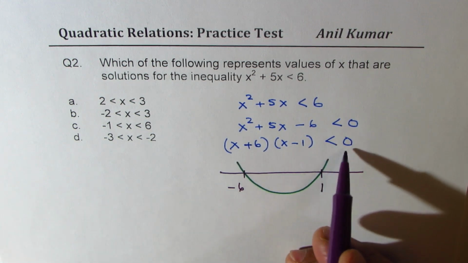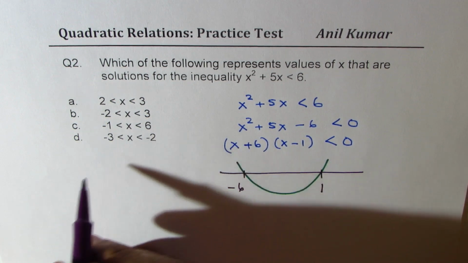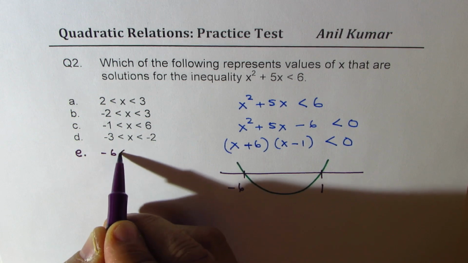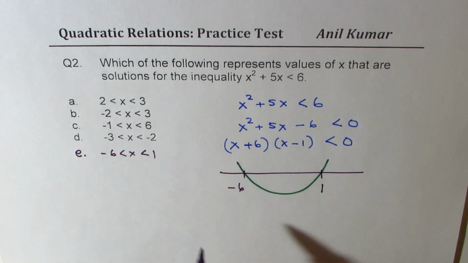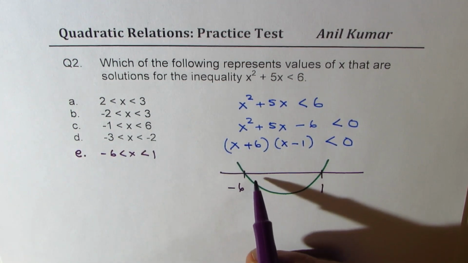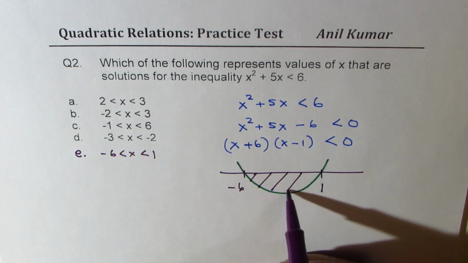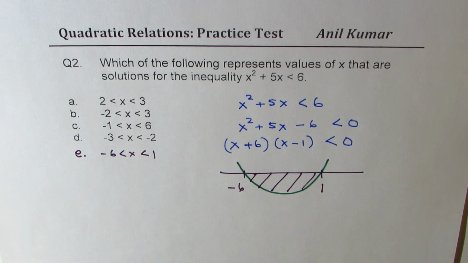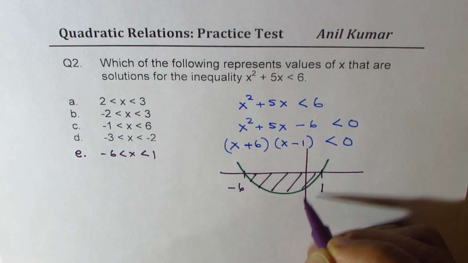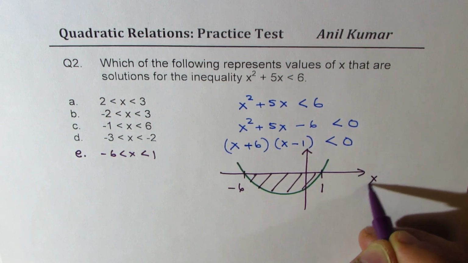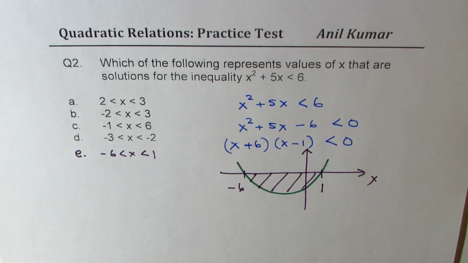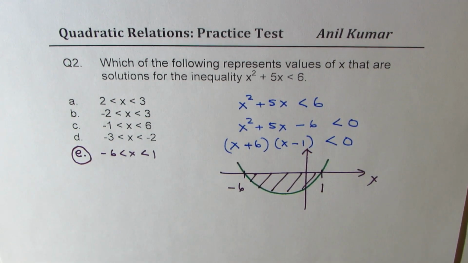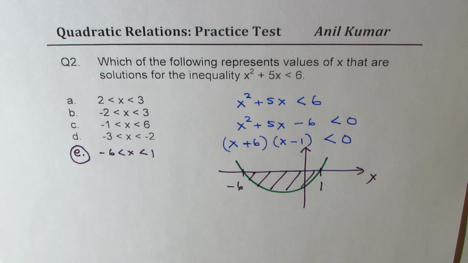We want this to be less than 0. That option is missing here, so let me add an option E here. It should have been between minus 6 and 1. So that is the right answer. It is this portion where the graph is less than 0, right? So I hope that makes sense. Perfect. So normally the y-axis will be here and this will be the x-axis. That is how your graph is going to be. So option E, which I missed from here, is the right answer, between minus 6 and 1.